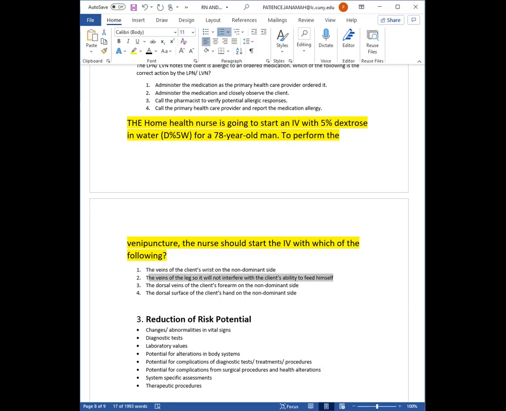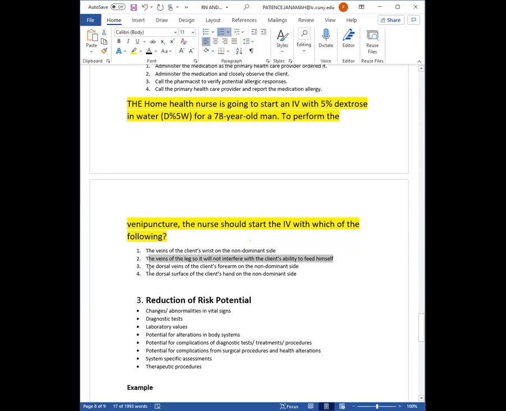But if you have to use legs for IVs, you need a doctor's order. That's a place you would use as a last resort. Yes. So you use that as a last resort. And mostly you want to let the doctor know before you get an order for that.